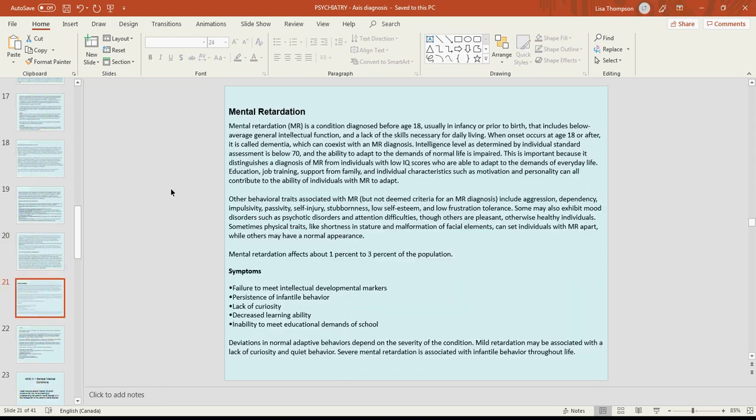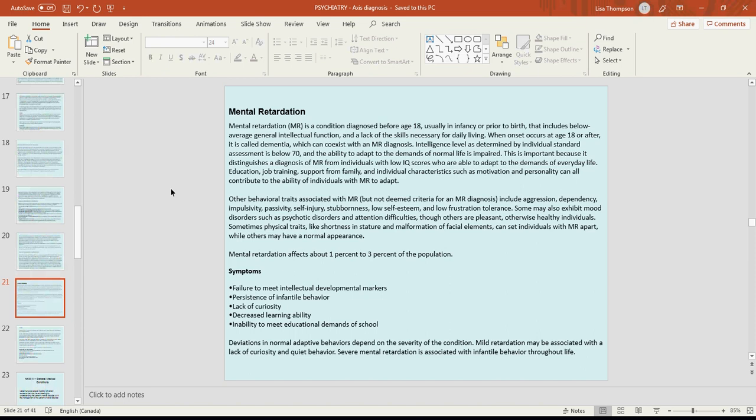Mental retardation. Mental retardation, also known as MR, is a condition diagnosed before age 18, usually in infancy or prior to birth, that includes below average general intellectual function and a lack of the skills necessary for daily living. When onset occurs at age 18 or after, it is called dementia, which can coexist with an MR diagnosis. Intelligence level, as determined by individual standard assessment, is below 70, and the ability to adapt to the demands of normal life is impaired.